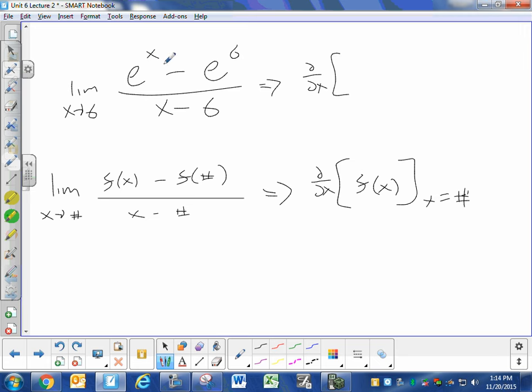f of x, f of x. My number, my number, my number. Derivative is e to the x. At 6, we get e to the 6th.